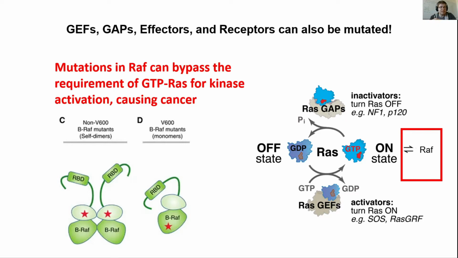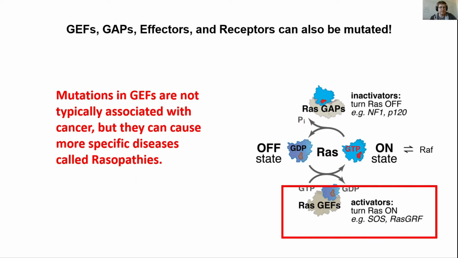And there are mutations in RAF that can bypass the requirement for GTP-bound RAS for its activation. What this means is that proteins downstream of the RAS GTPase can now bypass the need for any regulated inputs upstream. So you're going to have kinase molecules that are essentially constitutively active, and they're going to go on and propagate signals telling cells to grow, which again can stimulate cancer progression.